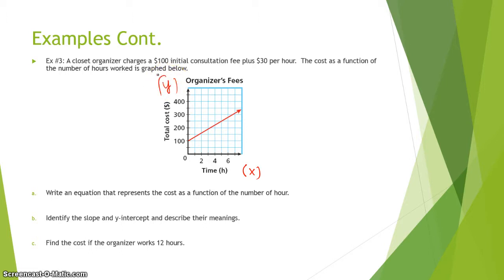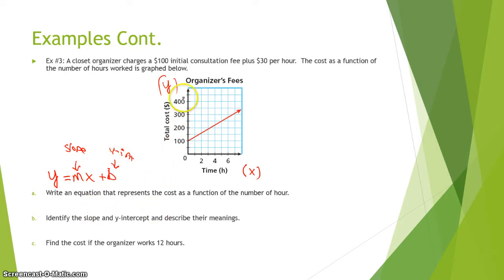So what they're wanting us to do is first write an equation that represents the cost as a function of the number of hours. So what we want to do is, by writing an equation, put this in the form of y equals mx plus b. The slope-intercept form, m is representing your slope, and b is representing your y-intercept, or where this line crosses the y-axis.